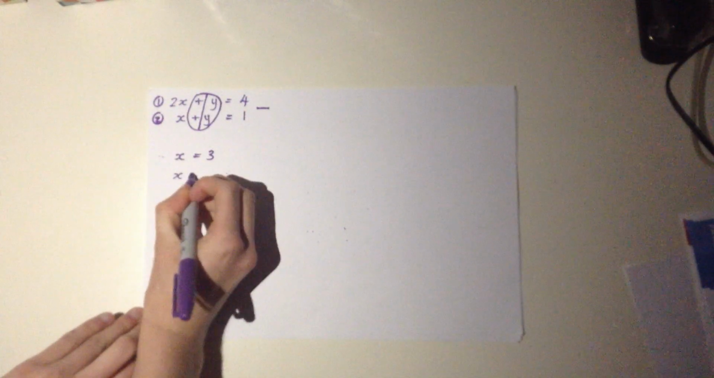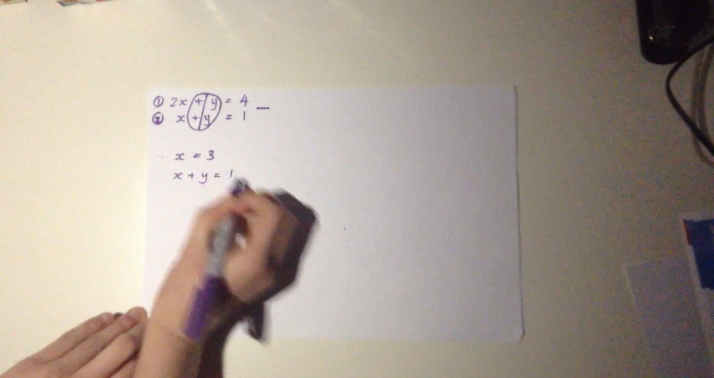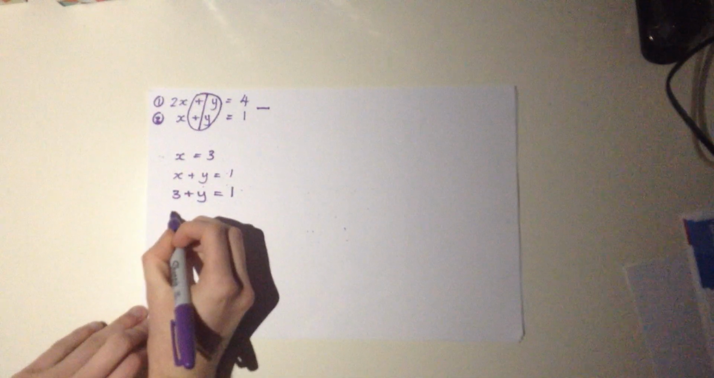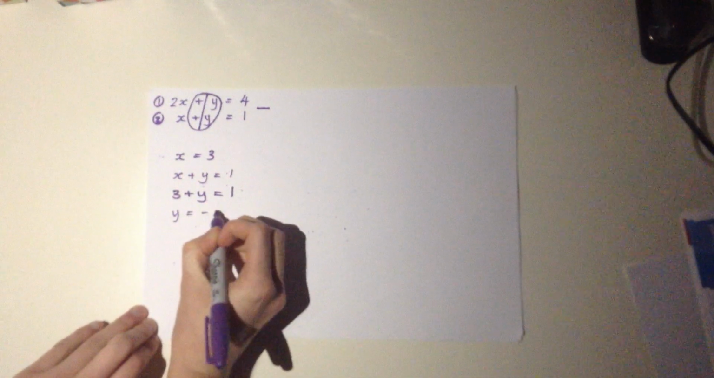So we've got x plus y equals 1. We obviously know what x is because it's 3. So 3 plus y equals 1. Therefore, y must equal minus 2.